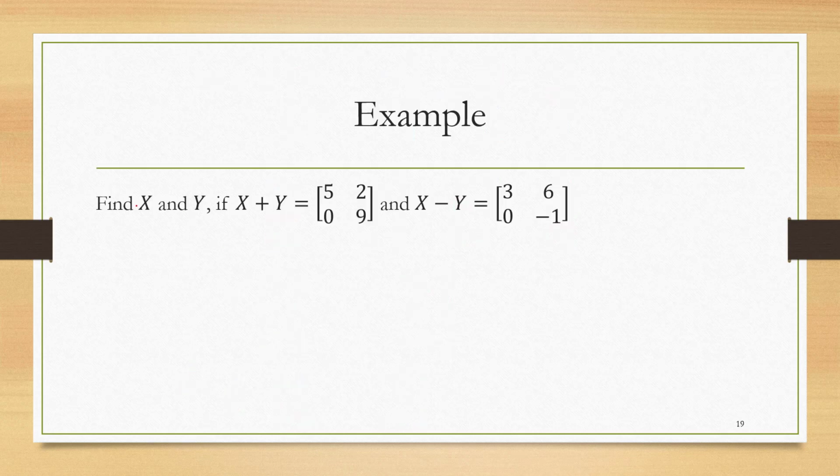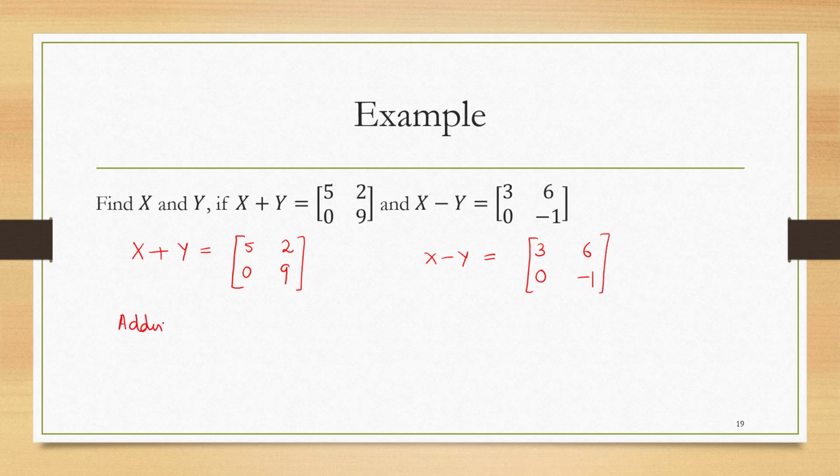Next example, we have to find the values of matrix X and matrix Y. If X plus Y is given to be 5, 2, 0, 9, this 2 by 2 matrix, and X minus Y is given to be 3, 6, 0, minus 1, 2 by 2 matrix. So let's start. X plus Y is equal to 5, 2, 0, 9. And X minus Y is given to be 3, 6, 0, minus 1.